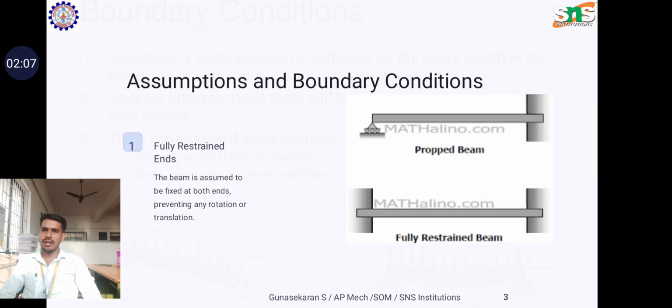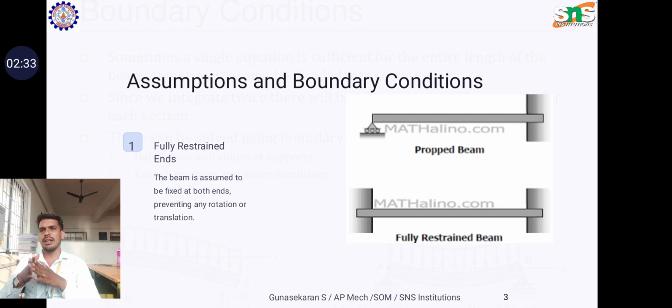Assumptions on boundary conditions: fully restrained ends. When analyzing a fixed beam with fully restrained ends, engineers make several assumptions and consider specific boundary conditions to simplify calculations and ensure accuracy in structural analysis.